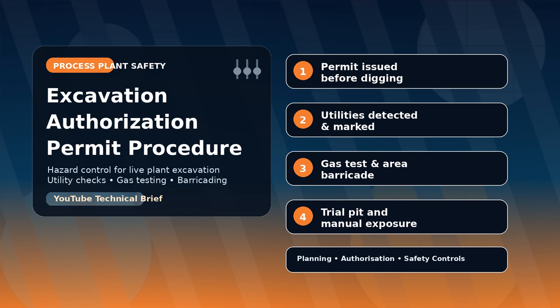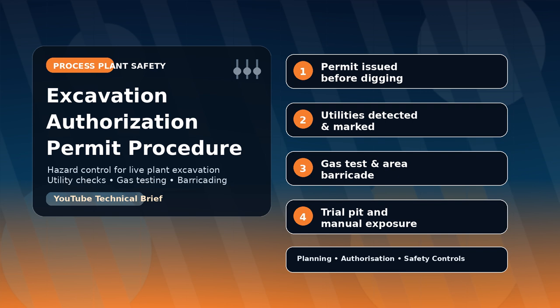process plant. There is a document called the Excavation Authorization Permit. What does it mean? That means you need to obtain a permit to perform the excavation in that particular area. In this permit, you need to attach the location of the plant. Then you need to mark the location where you are going to excavate and your excavation dimensions, like the width, length, and depth.